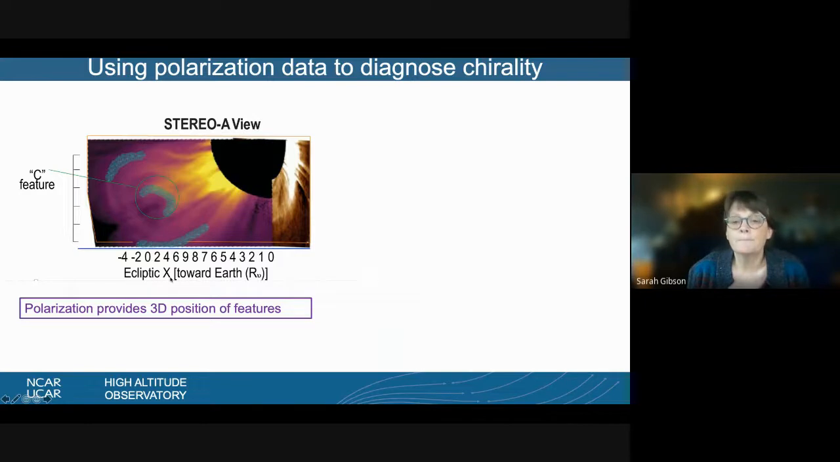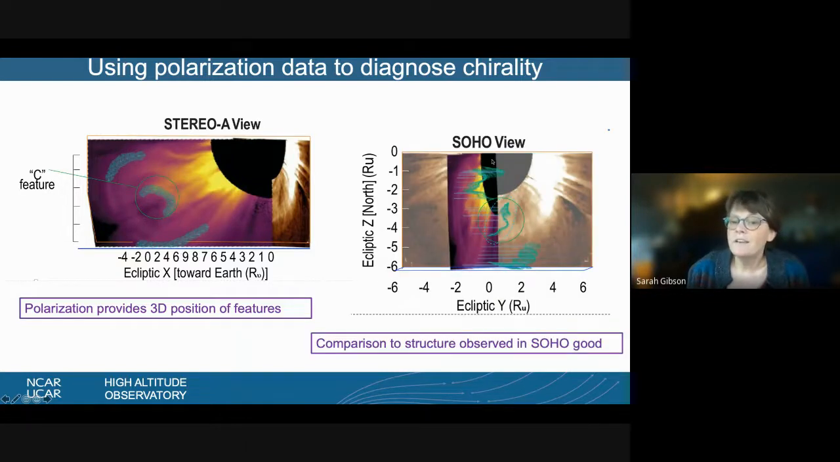So using polarization ratio in STEREO A's COR2 coronagraph data, which has polarization data, the position of the front and the core were mapped in 3D and then reprojected into the SOHO plane of sky. Because of course, if you know it in 3D, you can change your viewing angle and say, what would it look like? And since SOHO and STEREO were at different longitudes, this was a very interesting test. And in fact, the structures matched the ones observed cotemporally between STEREO and SOHO.